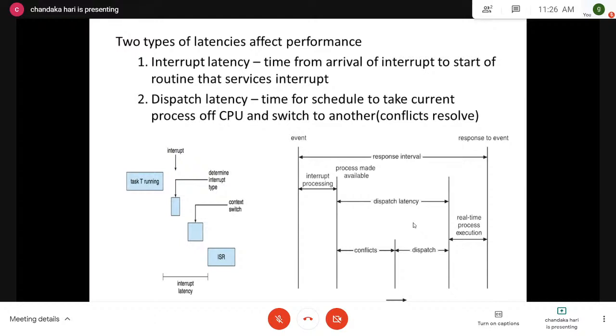That implies whenever a real-time process has to be responded to, the minimum time required to respond is: one, the time required to determine the interrupt type; the time to switch from one particular process to another process; the time required to load the new process and set the starting address; and the time required to resolve the conflicts. That's it. This completes our discussion about process scheduling.